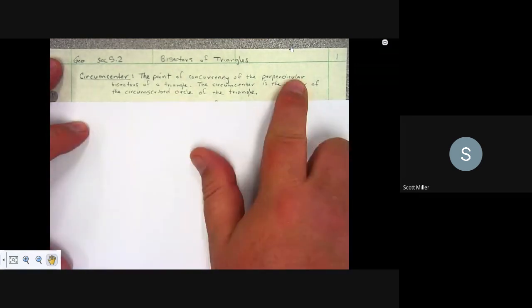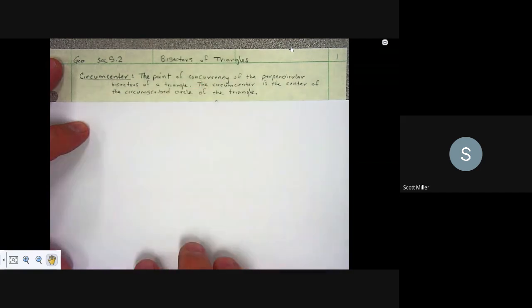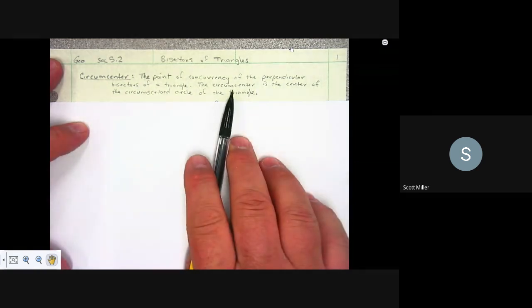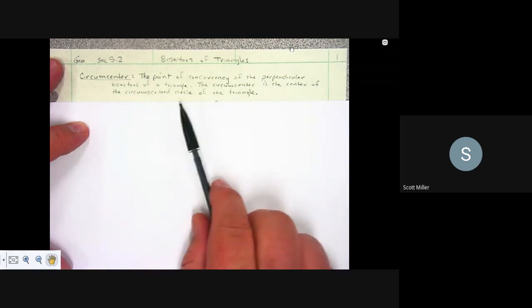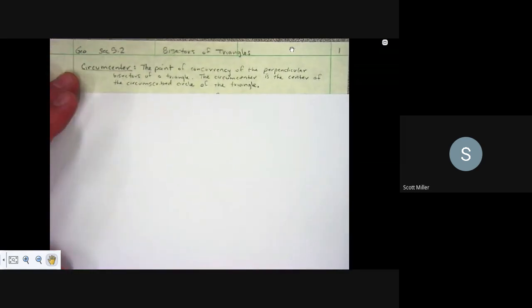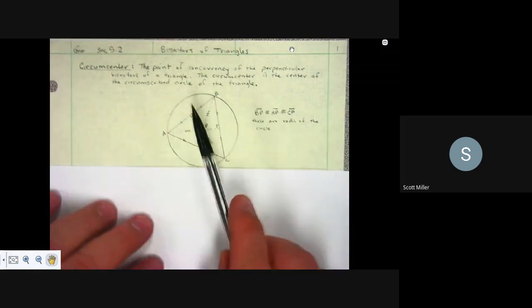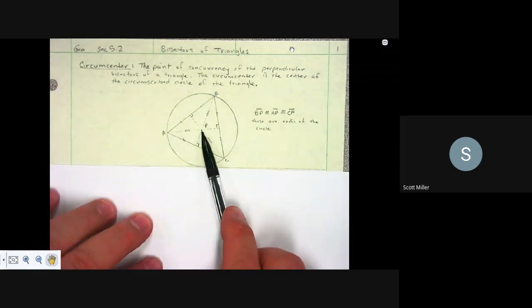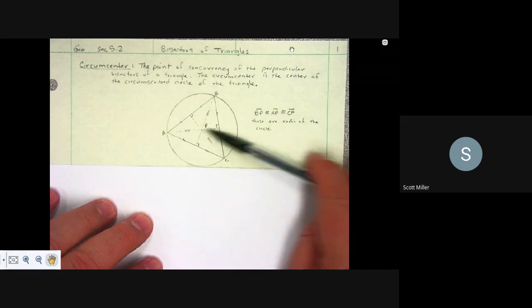So if I draw the perpendicular bisectors of a triangle, they're going to intersect at a point of concurrency. That point is called the circumcenter of the triangle, and it is the center of a circle that is circumscribed around a triangle. So this is basically what it's going to look like. This is the point of concurrency for the perpendicular bisectors of each side.